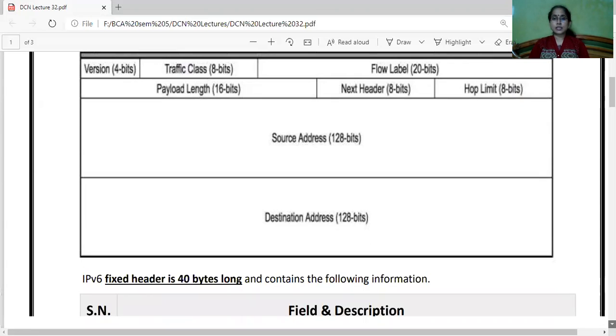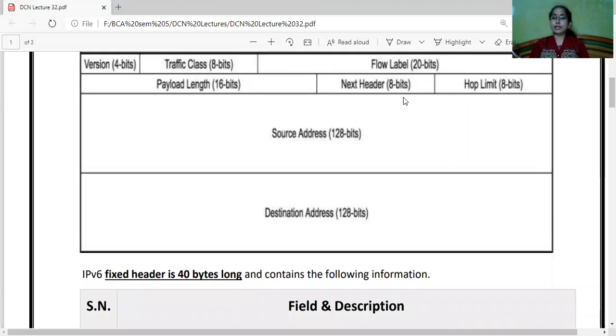And the next header field here will contain some predefined values which signify whether there is an extension header after this fixed header, and if there is, of what type, and if not, whether it is a TCP header. All that information. For all that, there are constant values assigned to it, a table of which will be given to you in the forthcoming lecture.